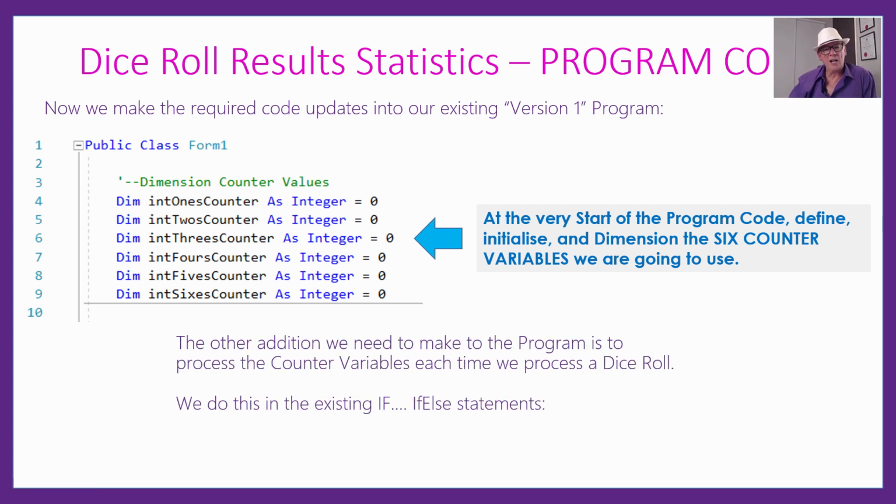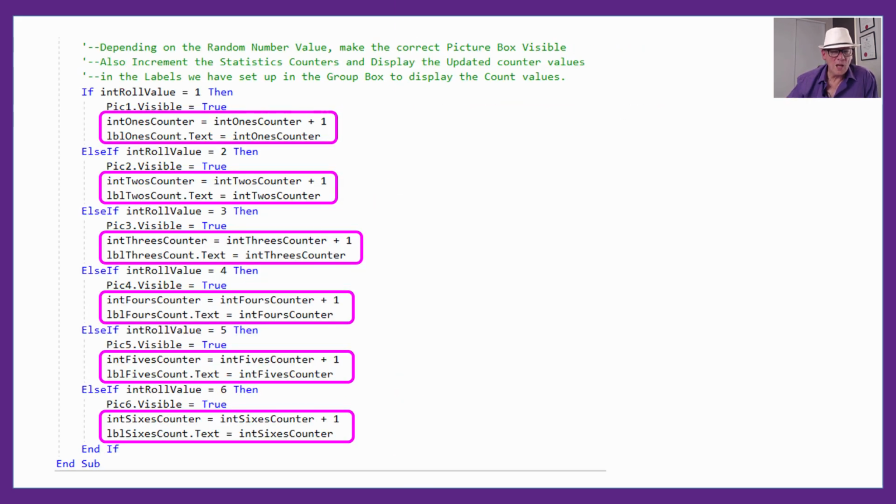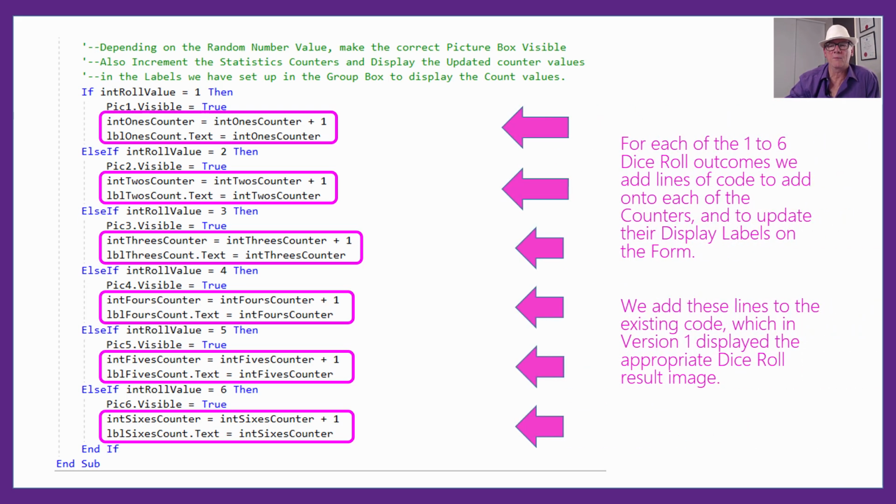Now the other change we need to make to the program, now that we've got these counters set up, is we just go to the existing if-else statements that we're using to decide which picture dice to show. And we just add some extra code in that's going to process the counting and also move that program variable that's hidden away in memory out into those little 3D box labels we made on the form, so we can actually see what the counter's up to.